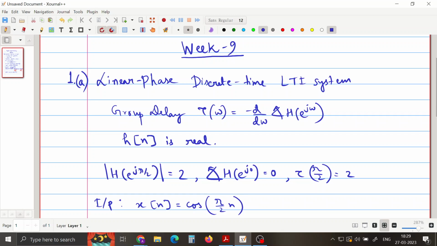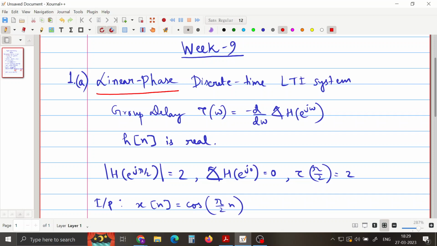Now linear phase, if you again go back to your notes, linear phase implies that the group delay would be constant, because of course for the group delay we are taking the derivative of the phase, correct? So if the phase is linear, then of course the group delay will be a constant.